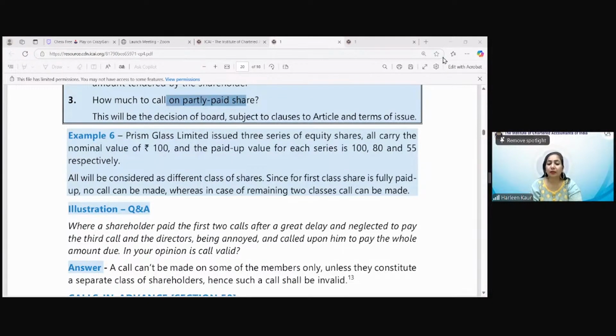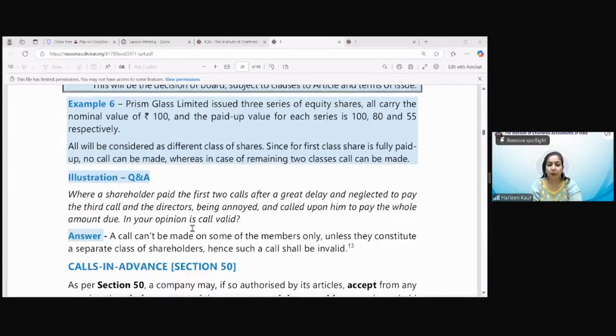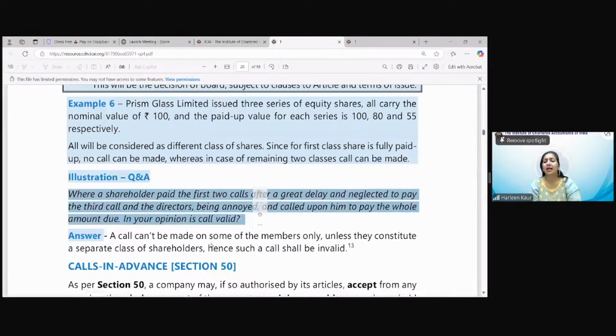Where a shareholder paid the first 2 calls after a great delay and neglected to pay the third call, the directors, being annoyed, called him to pay the whole amount due. Is this call valid? Okay, do some brainstorming on this and raise your hands if you want to answer.